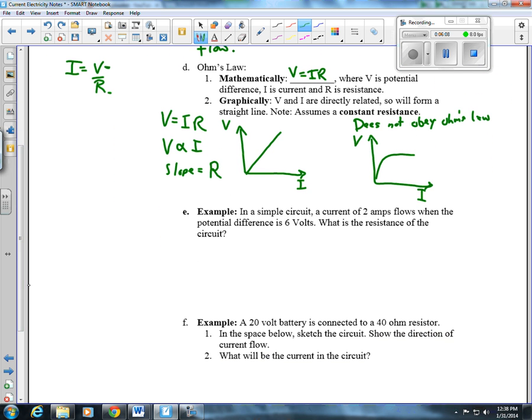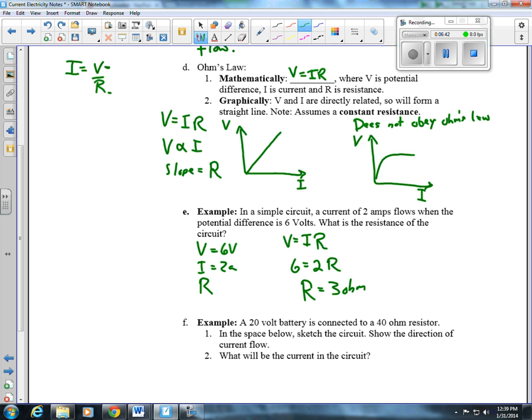So, in a simple circuit, a current of 2 amps flows when the potential difference is 6 volts. What is the resistance? Okay, so I have V is 6 volts. Current, I is 2 amps. And I'm looking for resistance. So V equals IR. And it seems very simple, but we're going to be using this rule over and over and over again. It's kind of like F equals MA, so get used to using it. We get 6 equals 2R, and then our R would be 3 ohms.